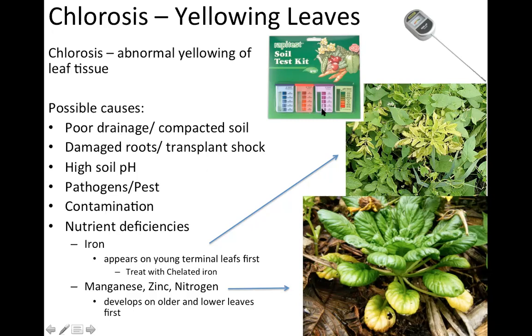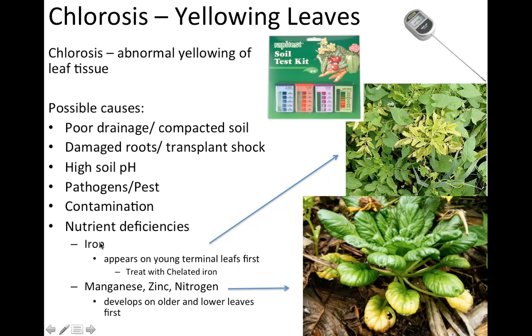pH. If you haven't tested your pH and all your plants are turning yellow, it'd be a good idea, because pH tests are really easy. You don't need to go out to the lab. You can get these little $5 tests from Home Depot. It could be a pathogen, a pest, a contamination. Maybe someone spilled some gasoline close by or something like that, or you're having some runoff from a road. It could also just be nutrient deficiencies.